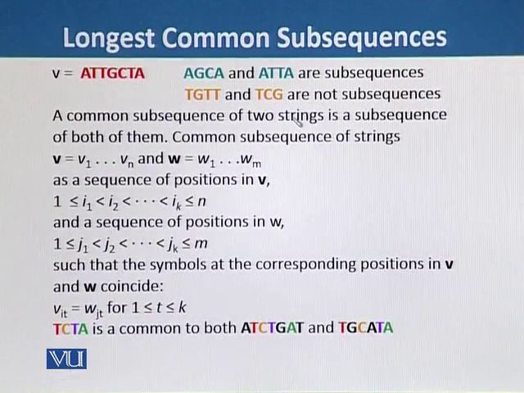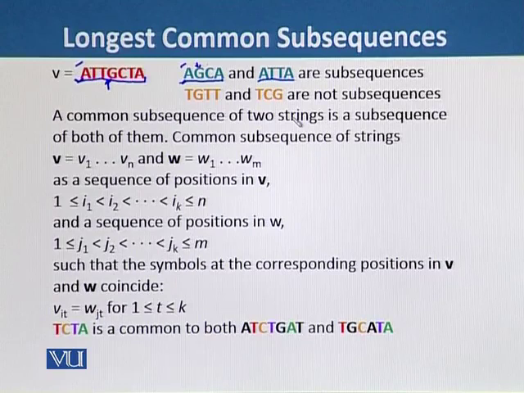So if we have a string V with the sequence ATTGCTA, then AGCA and ATTA are subsequences, because we can see here that we selected A, then G, which is in order, then C, which is also in order since C is present after G, and then we selected A. So these A, G, C and A are in order. Similarly, A, T, T, A are also in order.